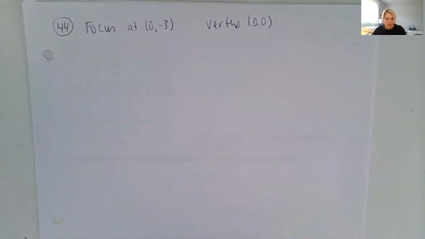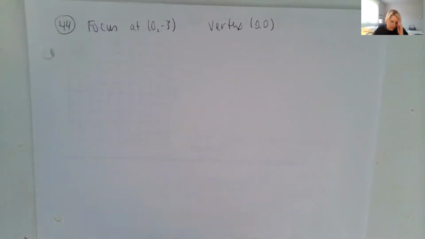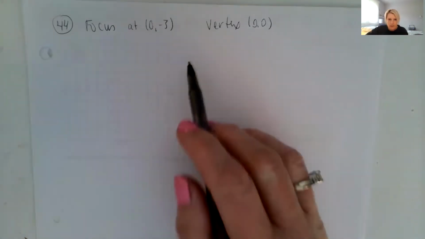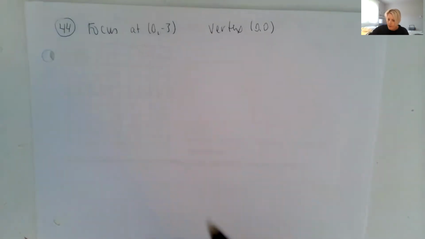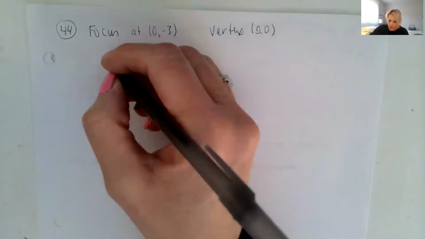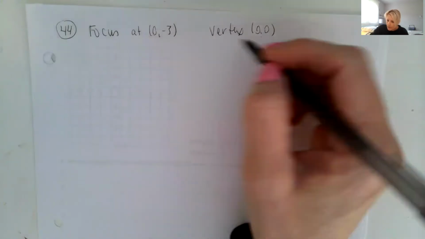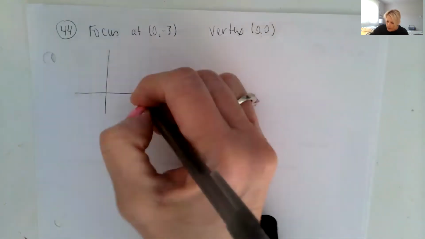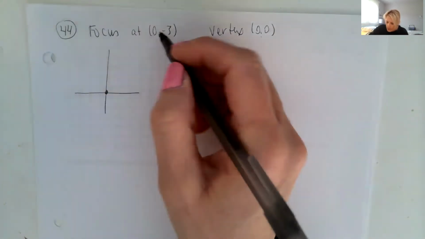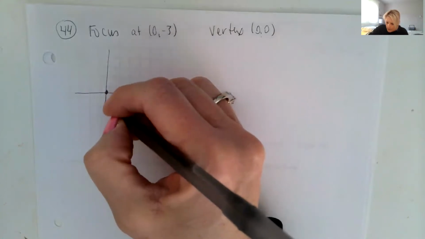Okay. And then, last but not least, I'm just getting you exposed to this, is one more of these, where the vertex is at 0, 0. Okay, so 44. Vertex is at 0, 0, and the focus is at 0, negative 3. Okay, so let's just draw what this looks like here. So vertex at 0, 0, focus is at 0, negative 3.